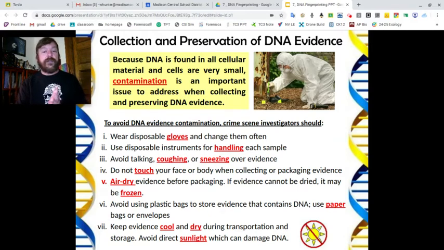So there are some rules that are in place for this. Oftentimes, people who are collecting DNA will wear a mask or a face shield so that if they do sneeze or cough, they're not going to contaminate. They have to wear disposable gloves. They have to sample with instruments that can be disposable. Air dry the evidence before packaging. You can freeze DNA for quite a long time, actually, and be able to use it. And then you have to make sure you keep it out of the sunlight, because we all know UV rays damage DNA.